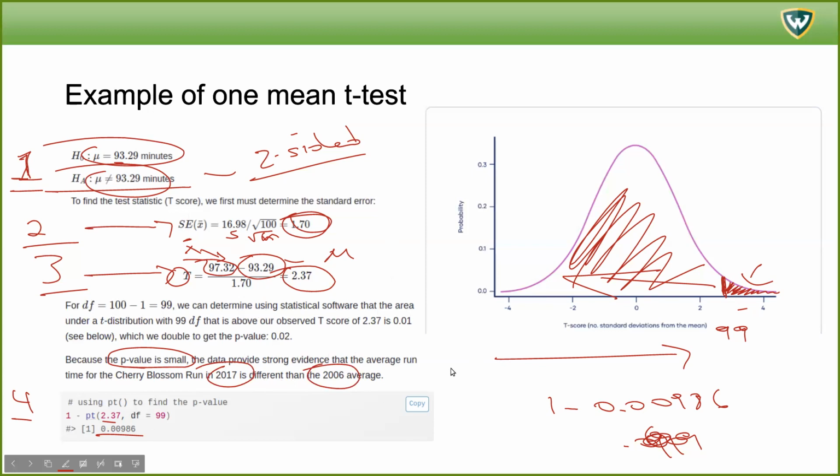And that's pretty much what we can say. We cannot say anything about cause. All we can say is that there's a statistically significant difference with a p-value of 0.00986. We could also calculate the confidence interval for this measurement, which we saw in the previous videos. We don't do it here.